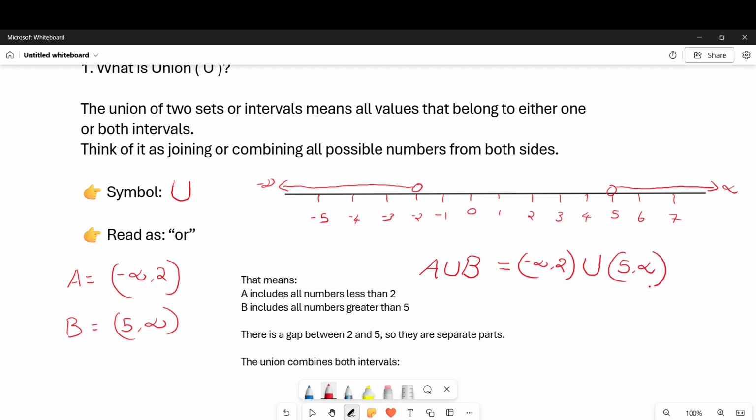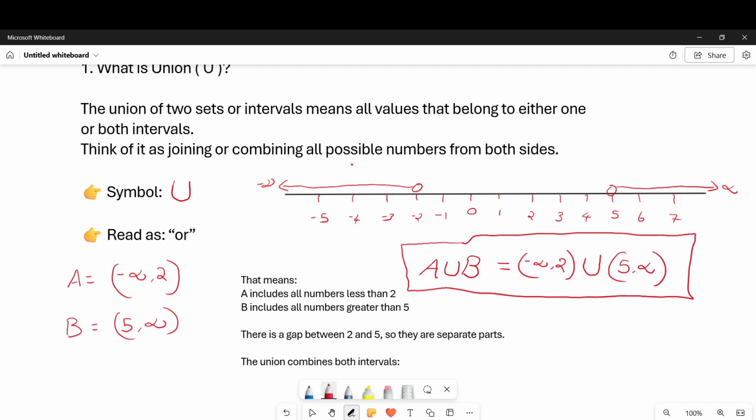So this is how we write. We use the union symbol to combine two separate parts of an inequality. The meaning is all the values of this interval and this interval; two sets of values are combined. This is how we combine two intervals. I hope everyone understood. So finally, the meaning of this entire equation is A union B is equal to minus infinity comma 2 open bracket union 5 to infinity.